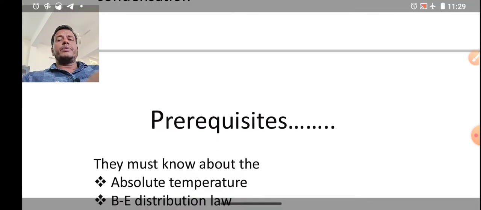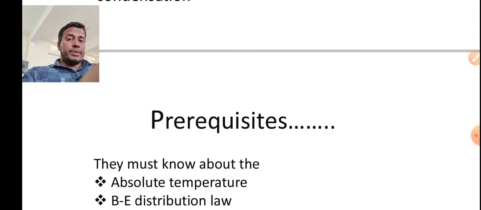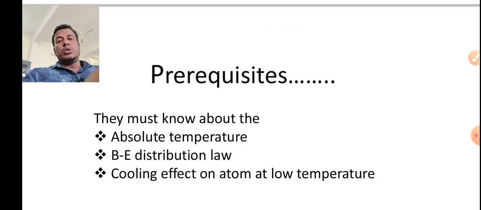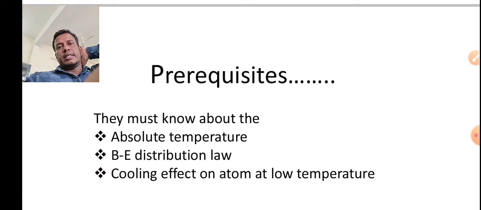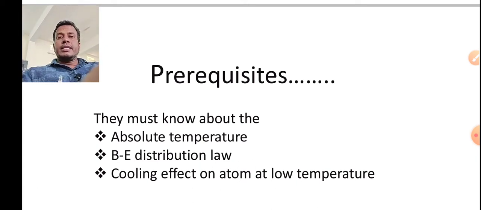Before going further, we must have some previous knowledge about absolute zero. Absolute zero is the lowest temperature, that is 0 degrees Kelvin, that is minus 273.15 degrees Celsius.